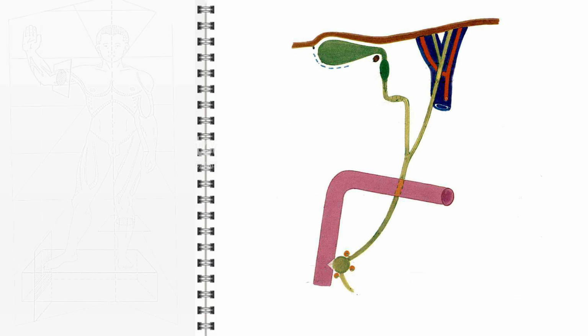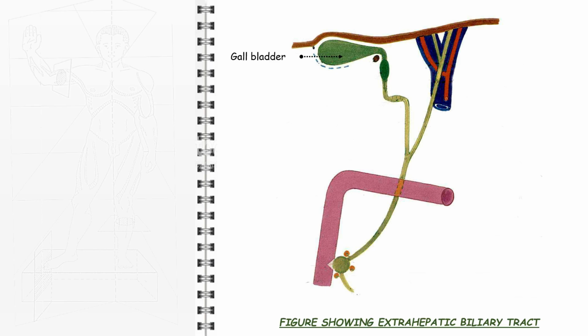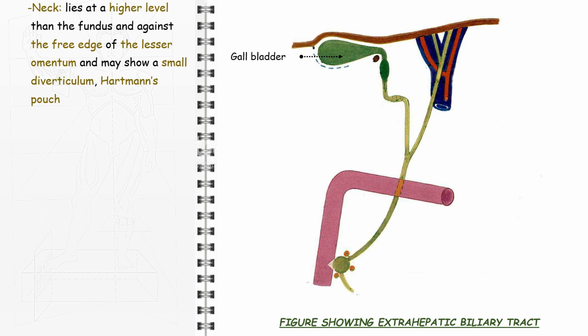The neck of the gallbladder lies at a higher level than the fundus and against the free edge of the lesser omentum, fixed to the liver by a ligament containing the cystic artery. It is convoluted in the shape of an italic S and may show a small diverticulum, Hartmann's pouch.